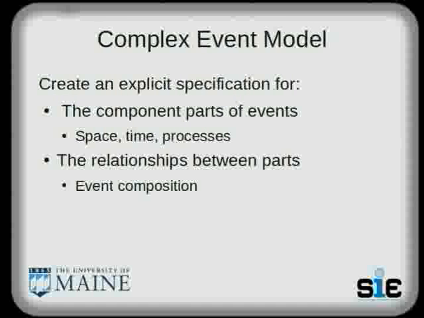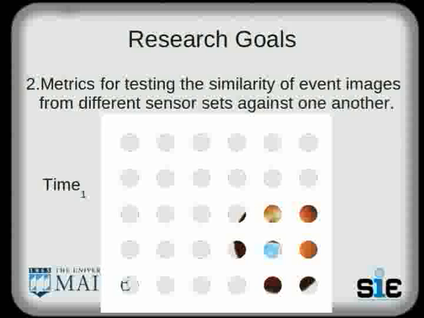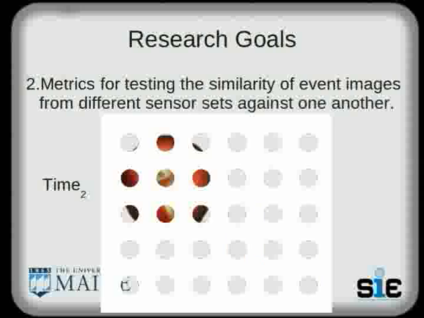In this research, we're developing a model of complex events which allows each sensor agent to share information with its neighbors, and in turn to build a wider view in its own memory. This research will investigate fusion of data to develop a broad perspective based only on shared local information, and metrics for testing the similarity of event images from different sensor sets against one another. For example, test the identity of events in time step 2 against those in time 1, and see if they're the same or different.